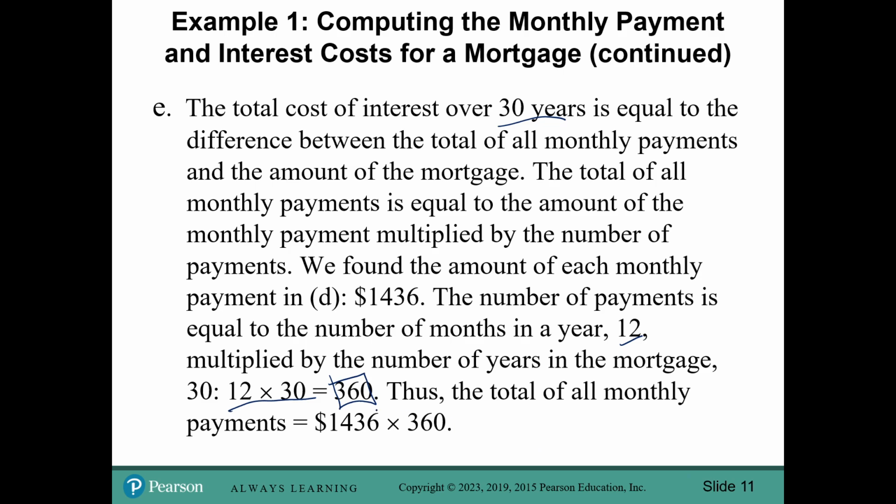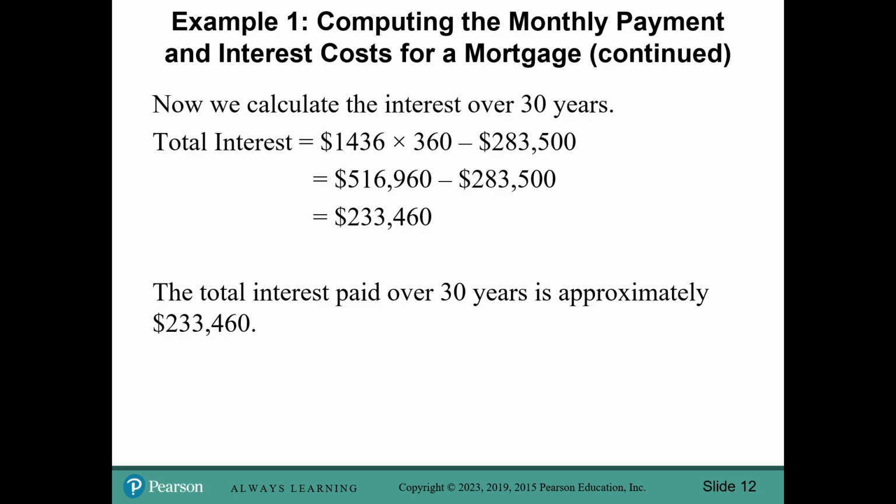So all we have to do now is multiply the number of payments times our monthly payment. Our monthly payment we found in Part D was $1,436. We're multiplying that by the total number of payments, which is 360, and now we see that we have $516,960 that we're paying over the lifetime of that loan. So this comes straight from that multiplication we were working on the other page.